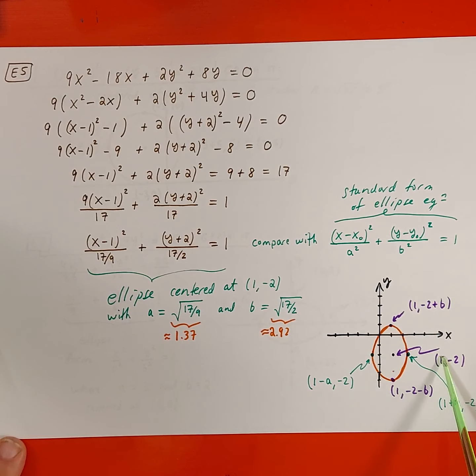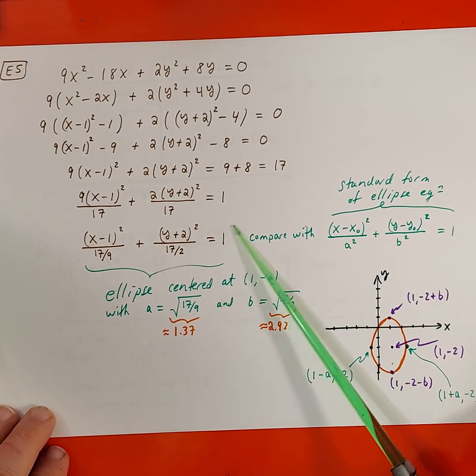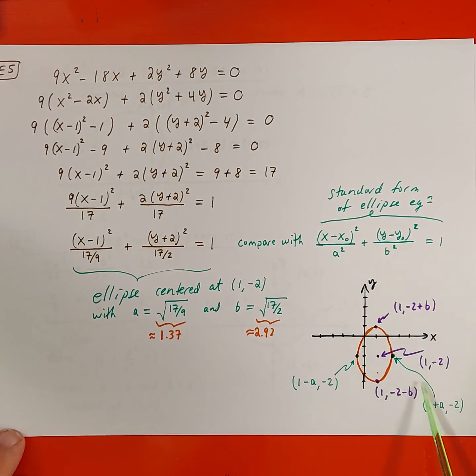See, the center's at 1, minus 2. I add b to get to the top. I subtract b to get to the bottom. I add a to get to the side point. Sorry, it's a little bit out of frame. Let's scooch that over a bit. There we go. So I add a to get over here, 1 plus a. To get that point over there, 1 minus a.